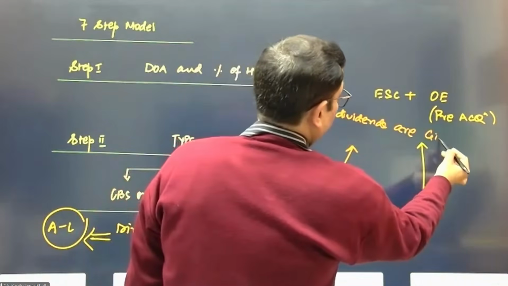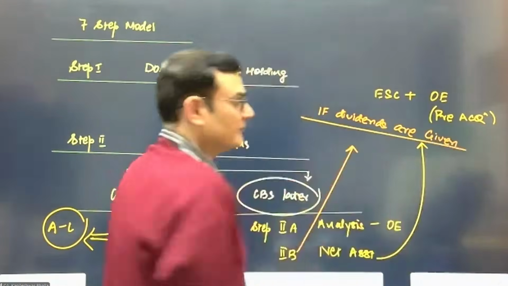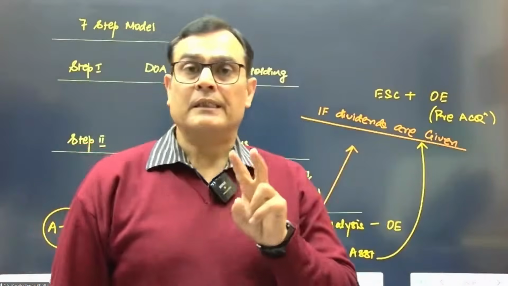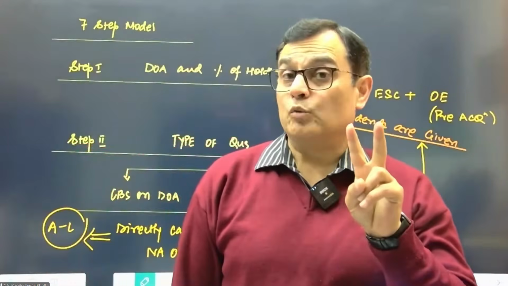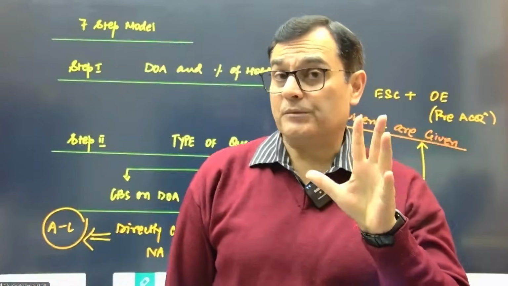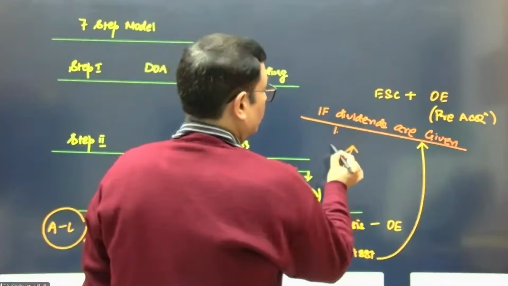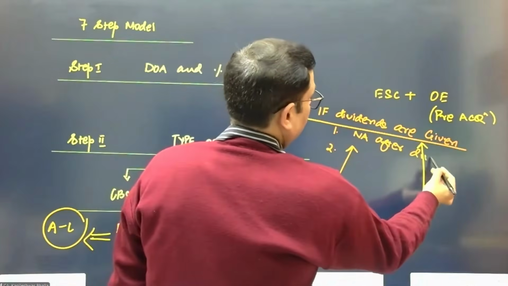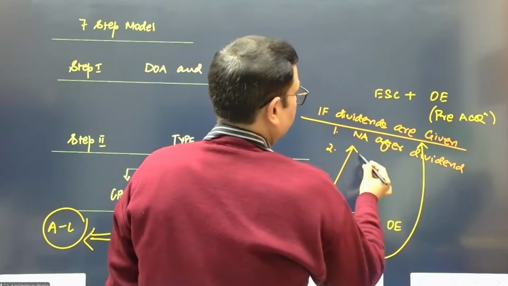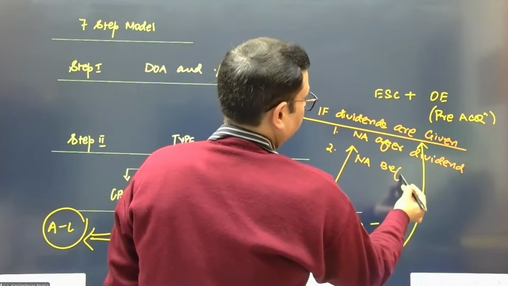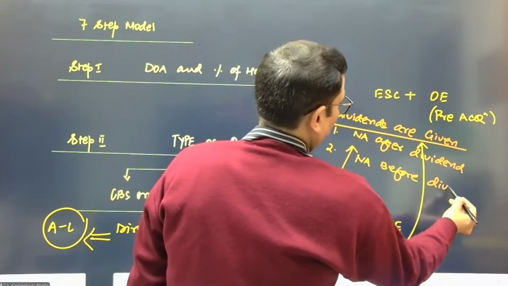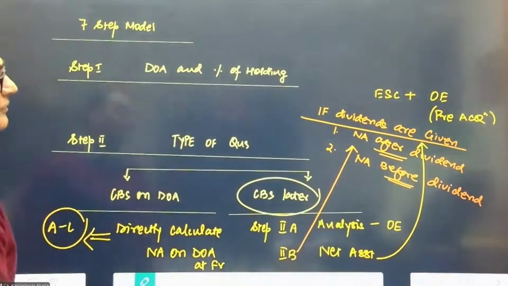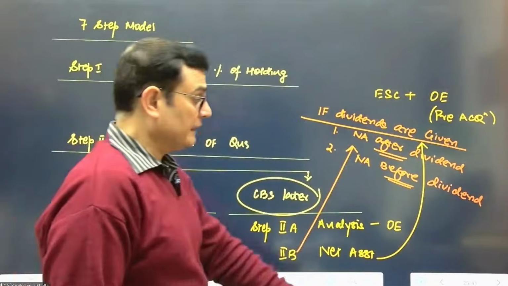I think you would recall in the regular sessions we covered this part, that when the net assets is to be computed and dividends are given in the question, I told you must calculate 2 net assets. One is after dividend and one is before dividend. So we will calculate 2 net assets. One is net assets after dividend, and we will consider the net assets that is before dividend. So this is going to be one focus point, that you need to calculate the net assets before and after the dividends if dividend information is given in the question.